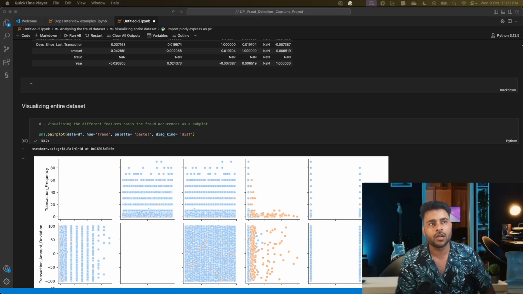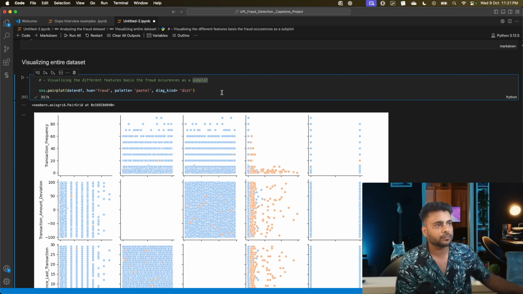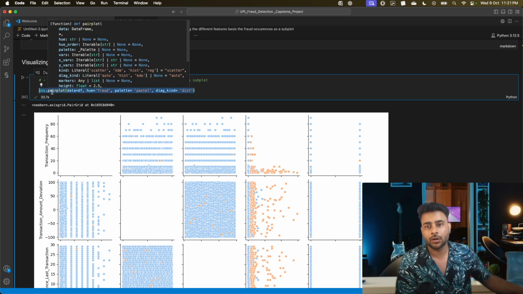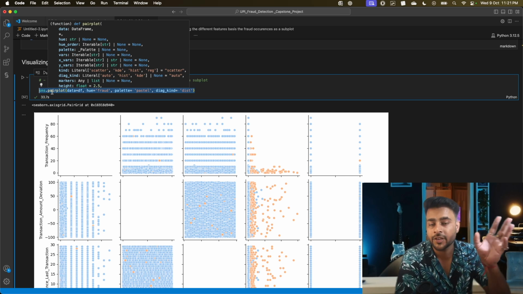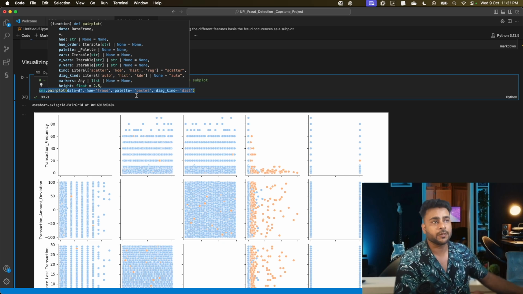Alright guys, so now I'm going to show you how the visualization of the entire dataset looks. Now we will talk about data analysis primarily. I've already written the code, so I'm just going to show you this. The first graph that I've drawn is this pair plot. A pair plot basically means that we are going to find the relationship between every two variables and try to visualize it and see if there is any relationship.